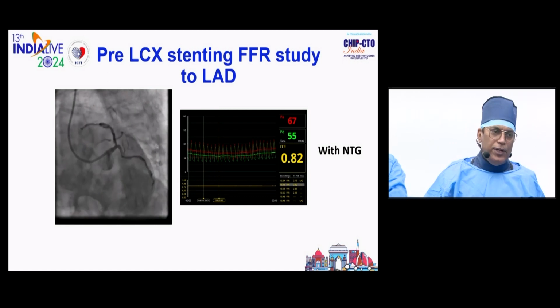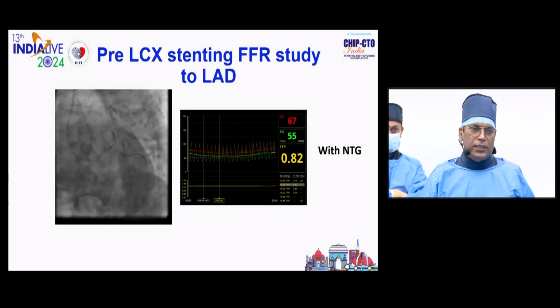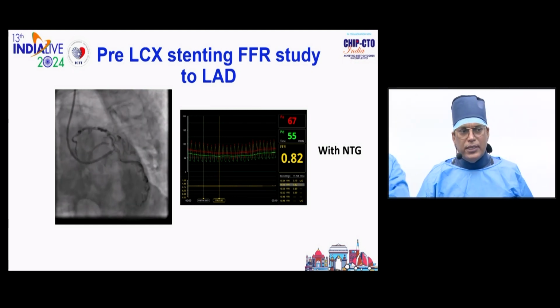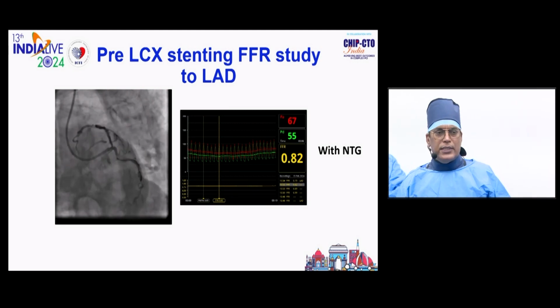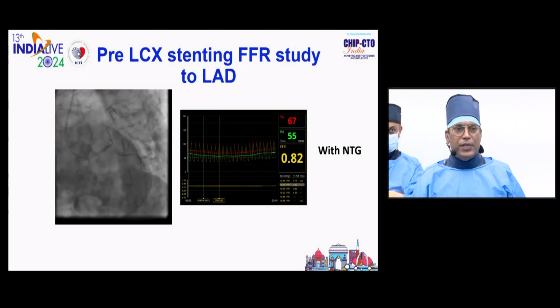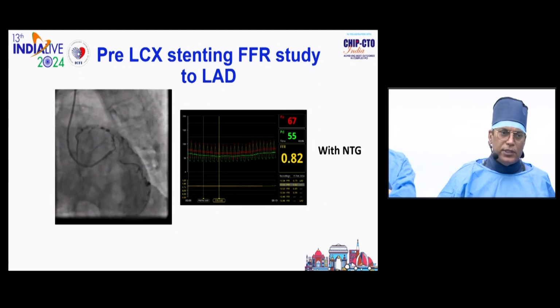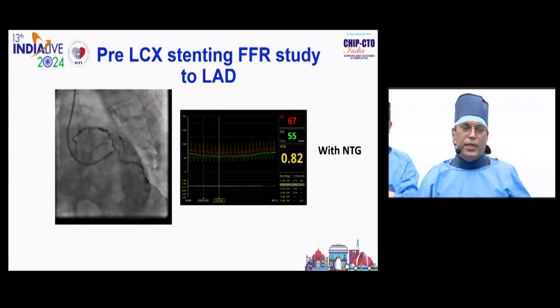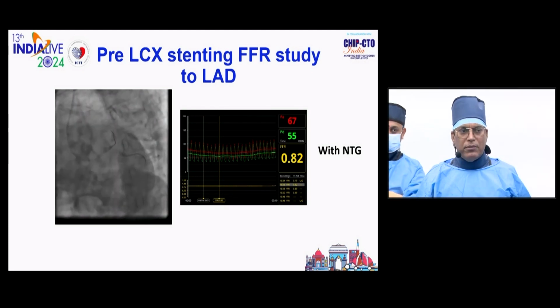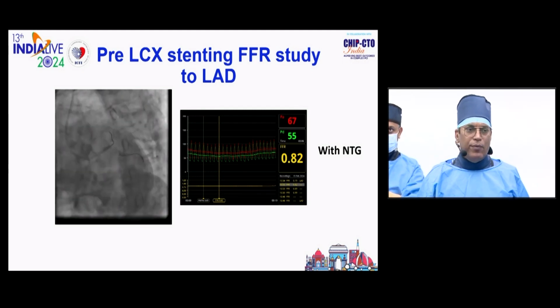This is the final angiogram view of the right coronary: excellent result, good expansion of the stent, TIMI grade 3 flow. Then, because the LAD has a calcific, long-segment intermediate lesion, our intention was to check whether it is significant before doing the LCX stent. So before the LCX stent, we did an FFR study with NTG as well as adenosine. It showed 0.8 to 0.81, which is borderline, almost 0.8, but most of the time it showed 0.81.